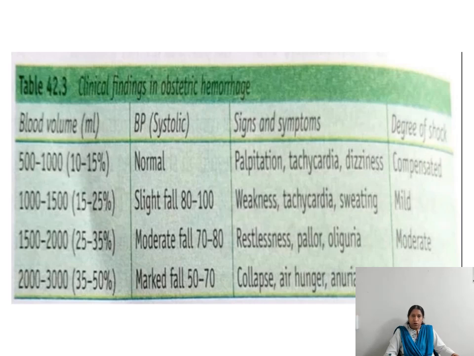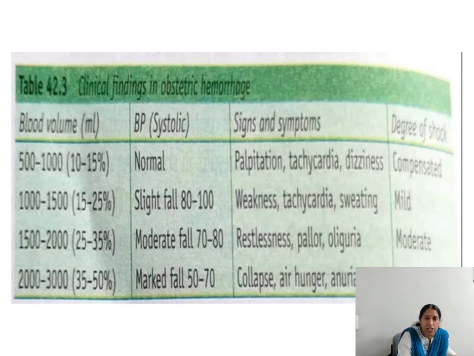With blood volume loss of more than 2000 to 3000 ml, that is 35 to 50% of blood loss, there is marked fall in blood pressure of around 50 to 70 mm of mercury. The patient will be collapsing with air hunger, with anuria, with severe degree of shock.